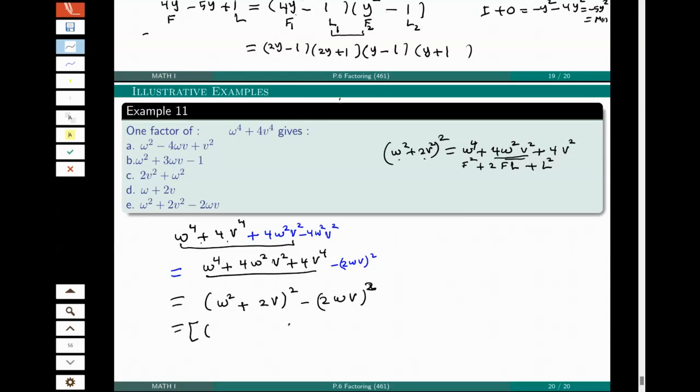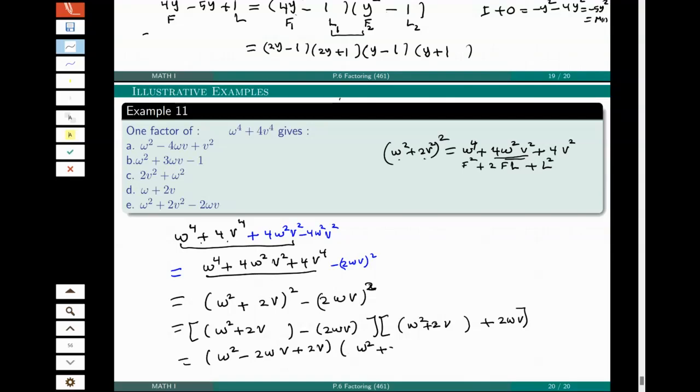So it will be first minus second and first plus second. So it will be omega squared plus 2v minus 2 omega v and omega squared plus 2v plus 2 omega v. So that will be omega squared minus 2 omega v plus 2v، وهنا omega squared plus 2 omega v plus 2v.